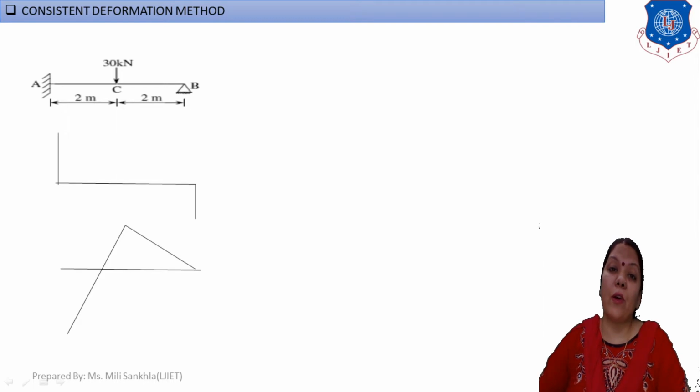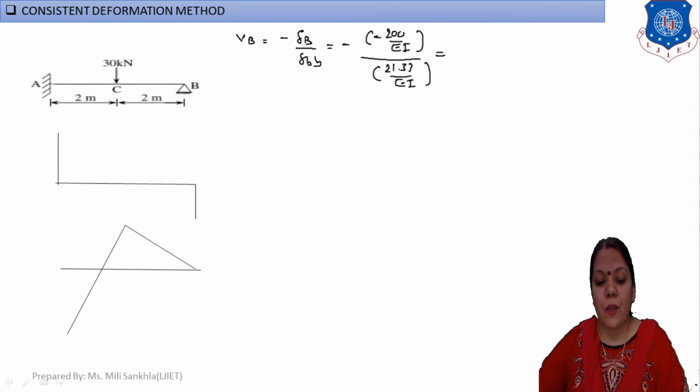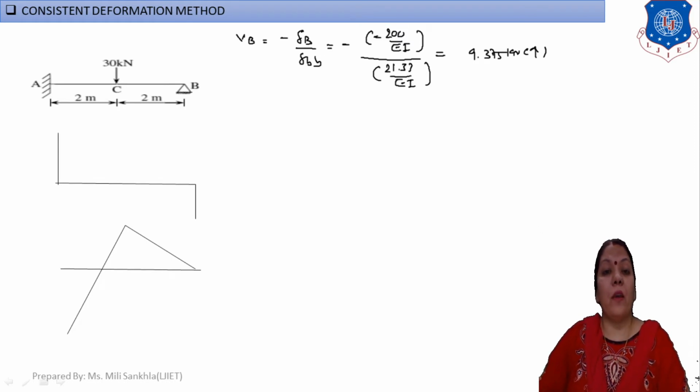In the next step we find out the support reaction, and what is the equation of support reaction? Support reaction VB is equal to minus del B divided by del BB. This minus sign is common, and the answer of del B is 200 by EI divided by del BB, which is 21.33 by EI. After simplification my answer of this VB is equal to 9.375 kilonewton in up direction. Here we found VB.